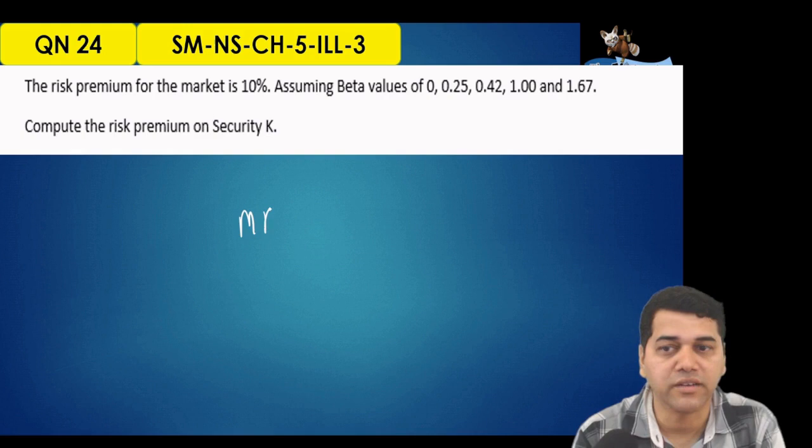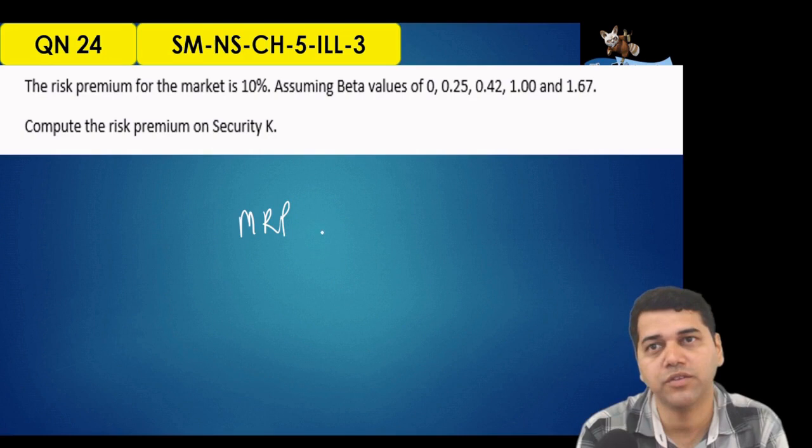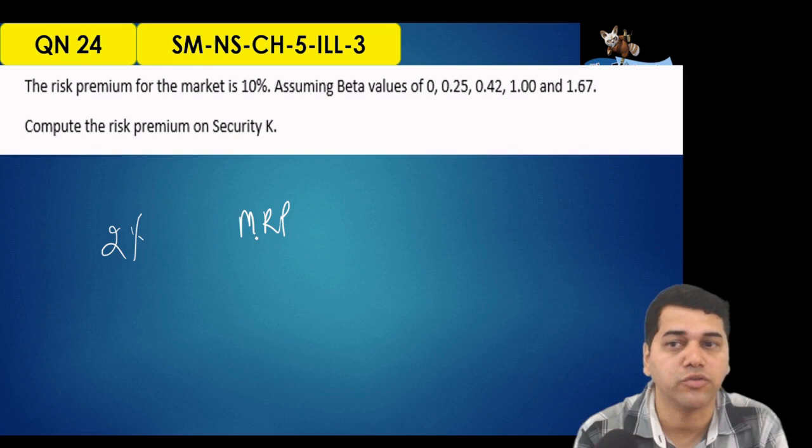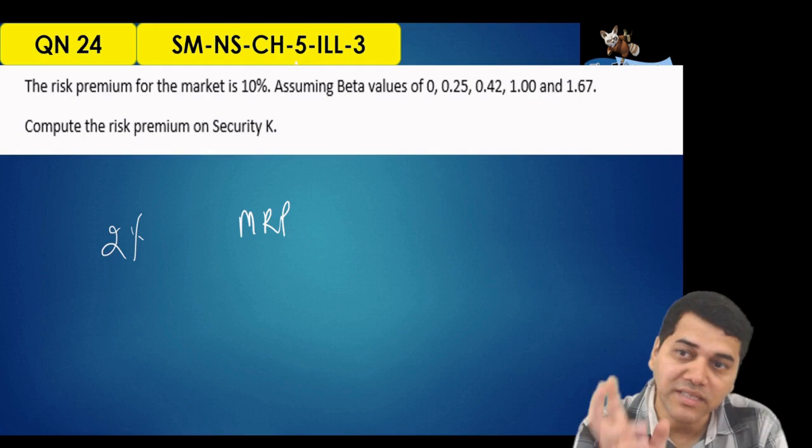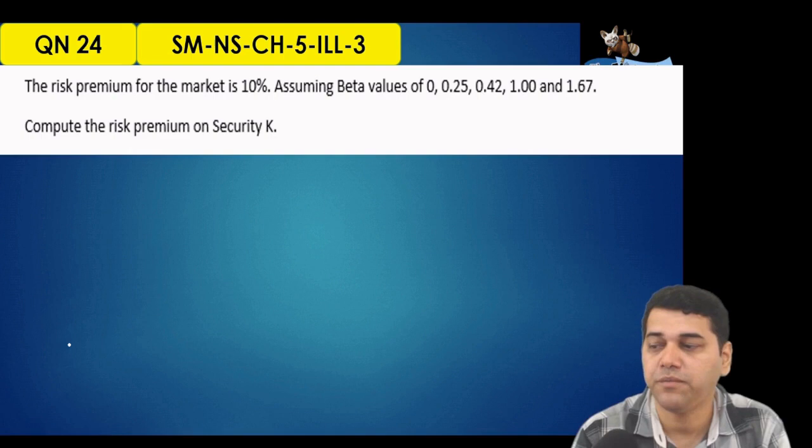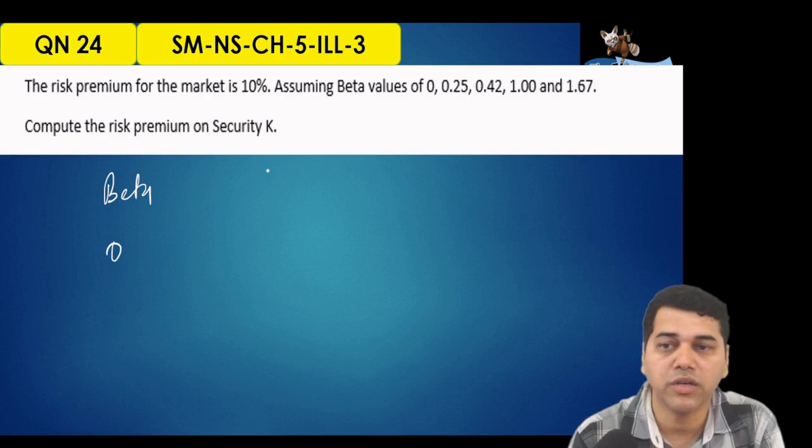Yeah, it is market risk premium. RF, have they told you RF? RF is 0. Even though they told 2% is my RF, this is the risk premium for the market, so you have to assume that. Don't minus again 10 minus 2. It is after minusing 2 that you got 10. Followed, no? So, if your beta is 0, what is your ERP, equity risk premium?